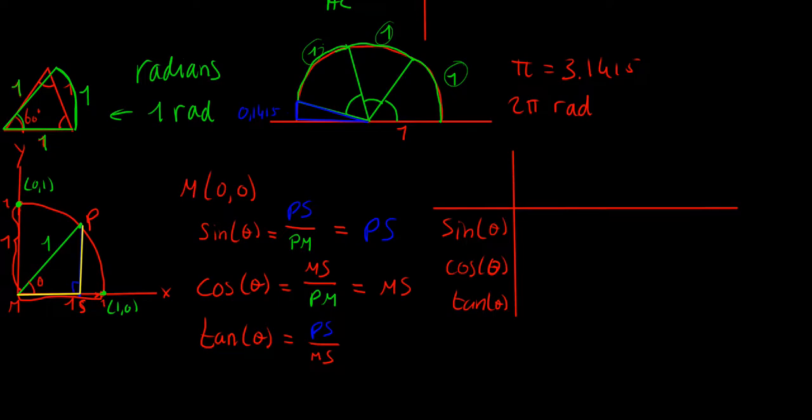We look at an angle of 0. Above it I will write in degrees, so this is in degrees, and this is in radians. For 0 degrees, for 30 degrees, for 45 degrees, for 60 degrees, and for 90 degrees. In radians, this is equal to pi over 6. This is equal to pi over 4, pi over 3, and pi over 2.